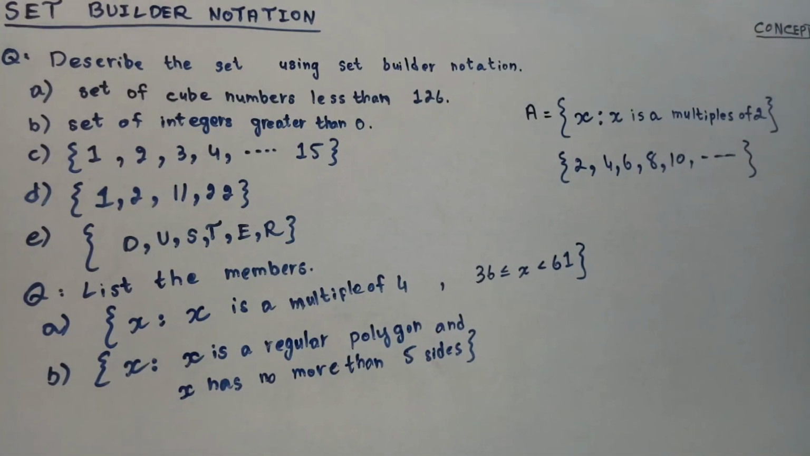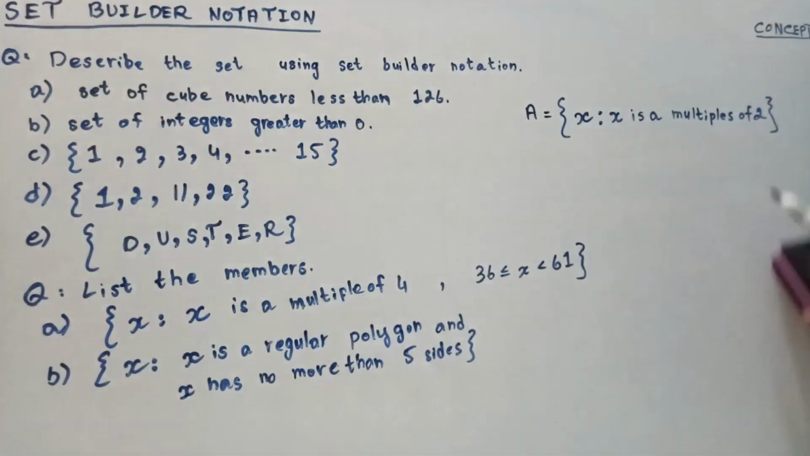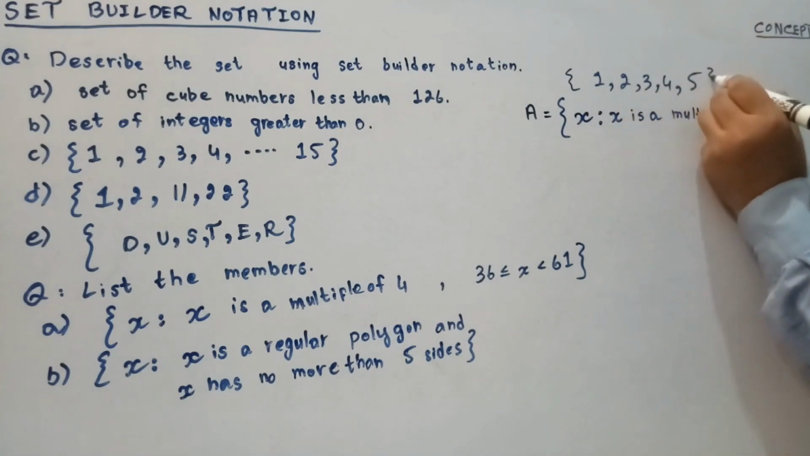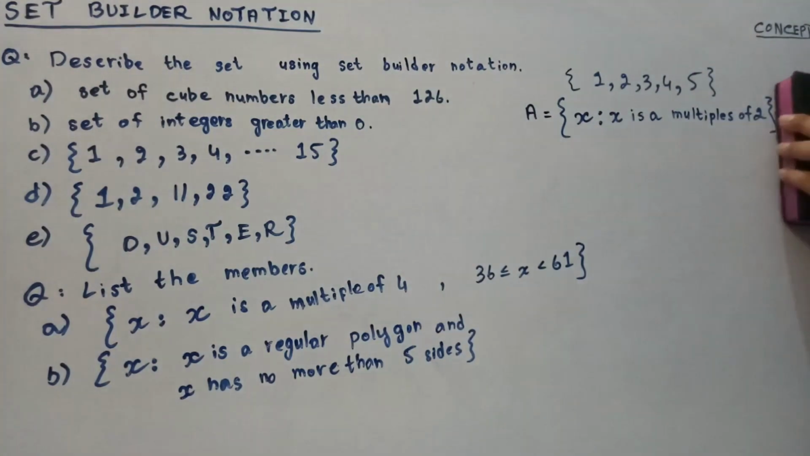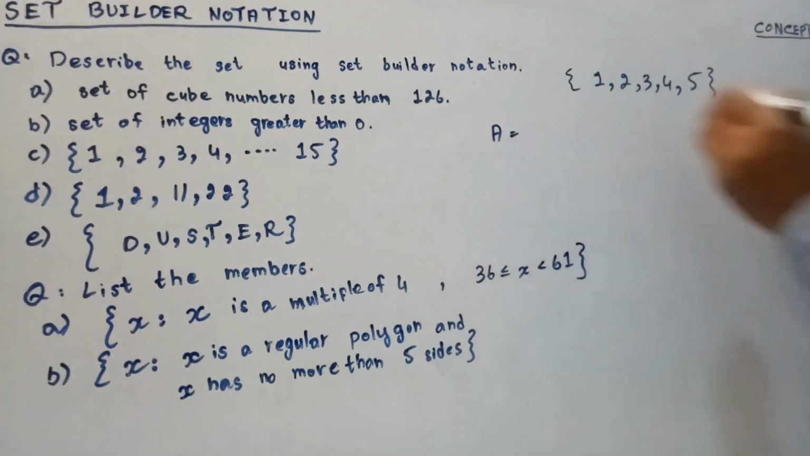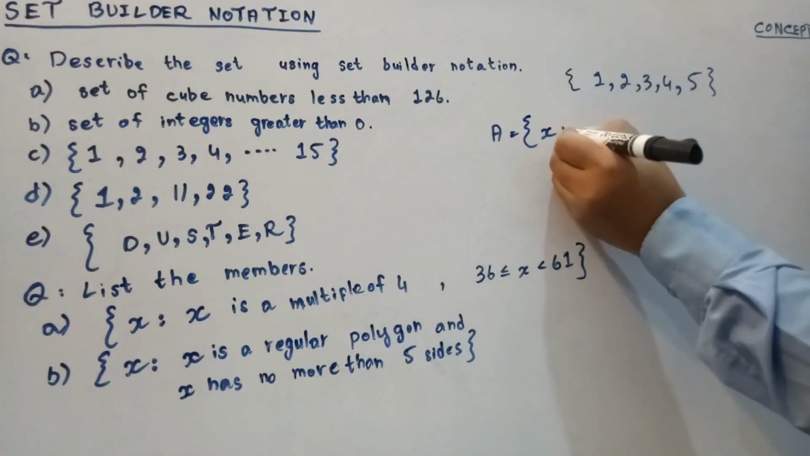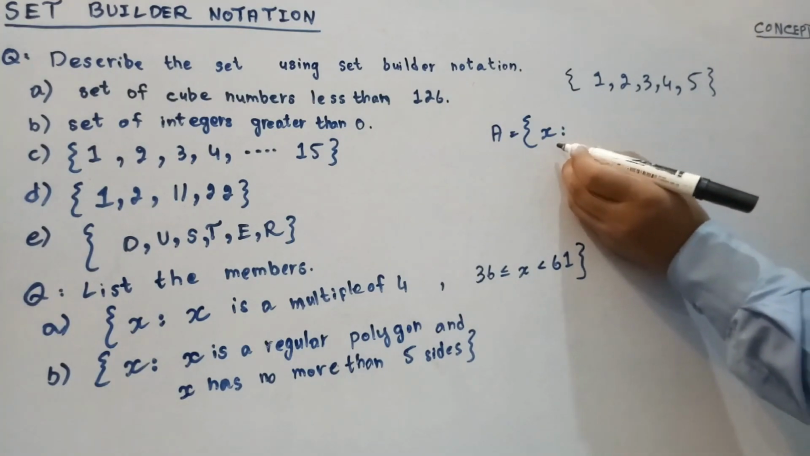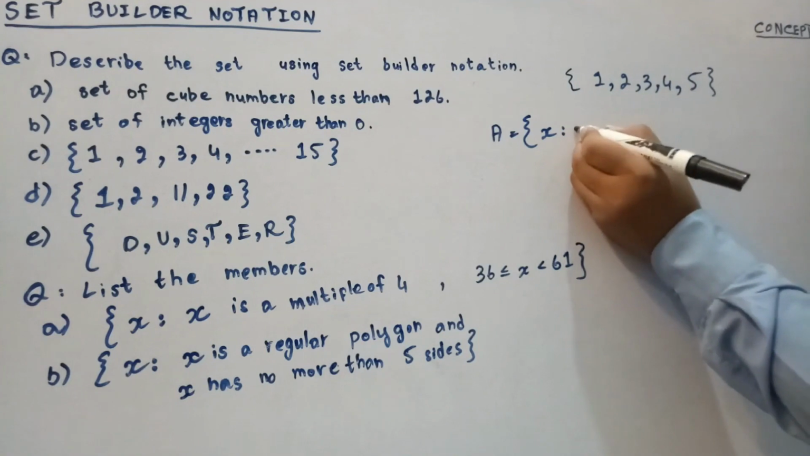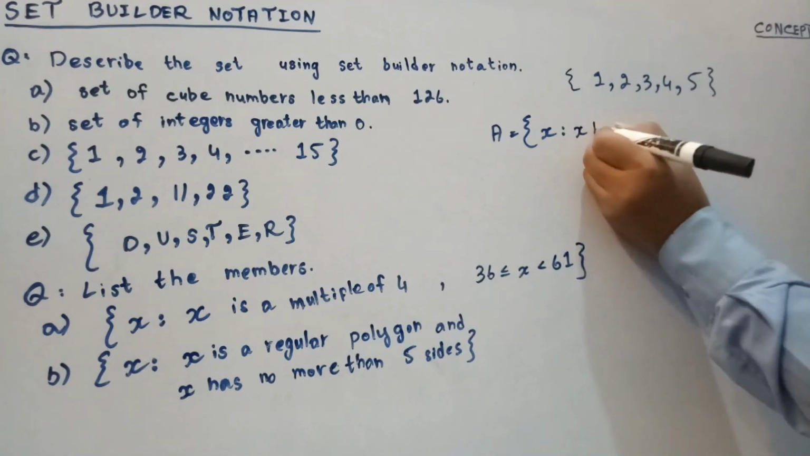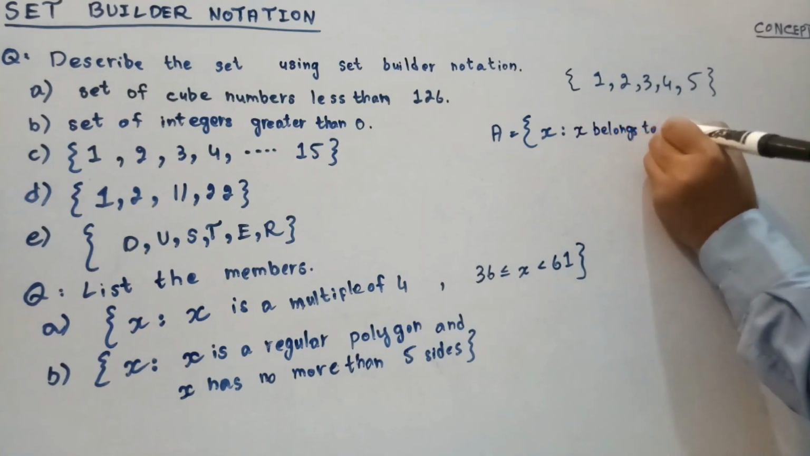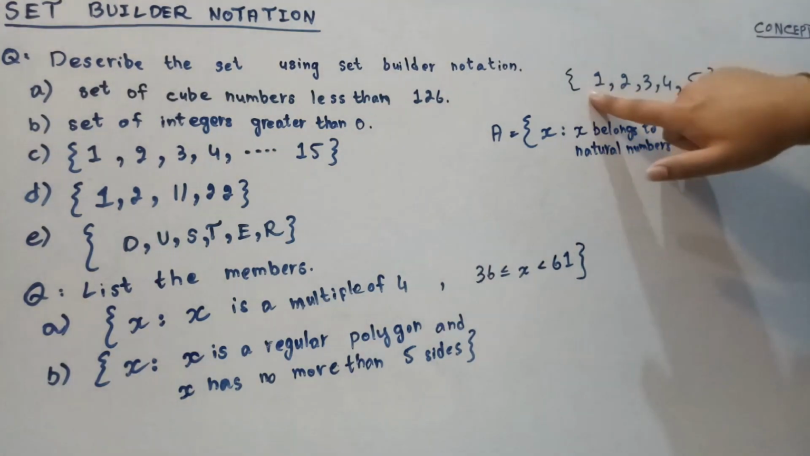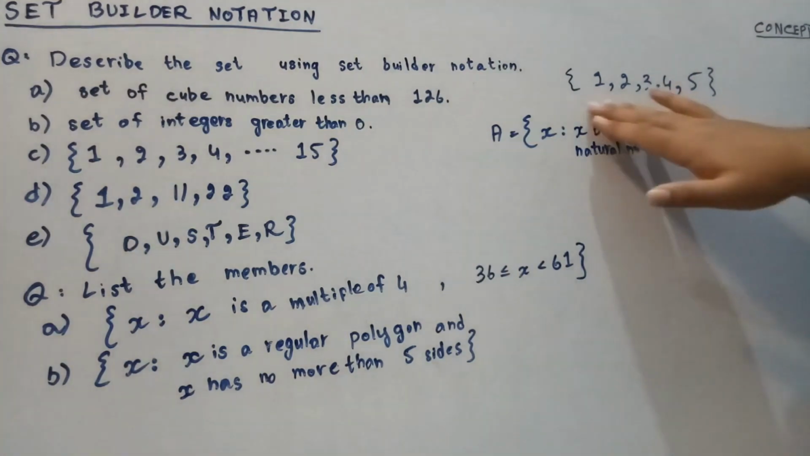Now let's say here we have numbers from 1 to 5: 1, 2, 3, 4, and 5. Now we have to describe this set. What can we write here? We have a set A, and in this the elements are said to be x. What type of x is it, what type of elements are here? The set A includes x, and x belongs to natural numbers, because natural numbers start from 1 and go on and on, it will never stop.